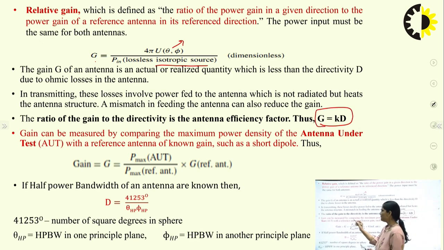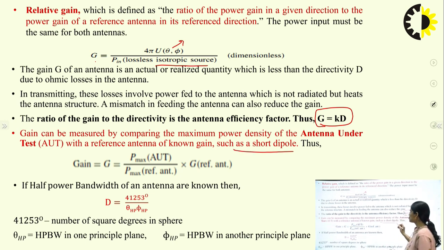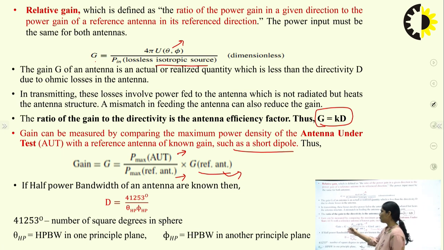Okay. Now, gain can be measured by comparing the maximum power density of the antenna under test with a reference antenna, such as a short dipole. Now, gain is equal to what? Gain is equal to P max for the antenna under test upon P max for the reference antenna, times the gain of the reference antenna. So, this is the formula when you have given values of P max for the antenna under test and the power for the reference antenna, and the gain of the reference antenna, then you can find out overall gain.